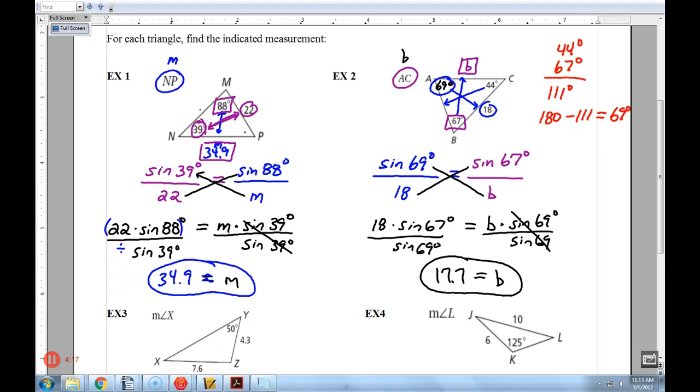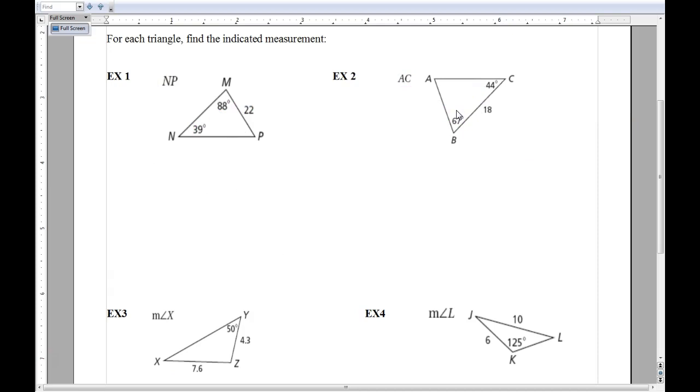And now I look up here and see, does that make sense? 17.7. Well, this side was 18. And those are really close, 18 and 17.7. But when I look across, 18 is across from an angle that is a little bit bigger. So that totally makes sense, and I think we're on the right path. All right, moving on down.